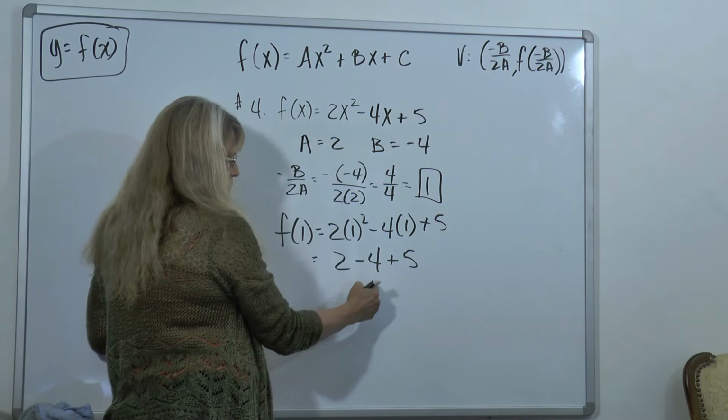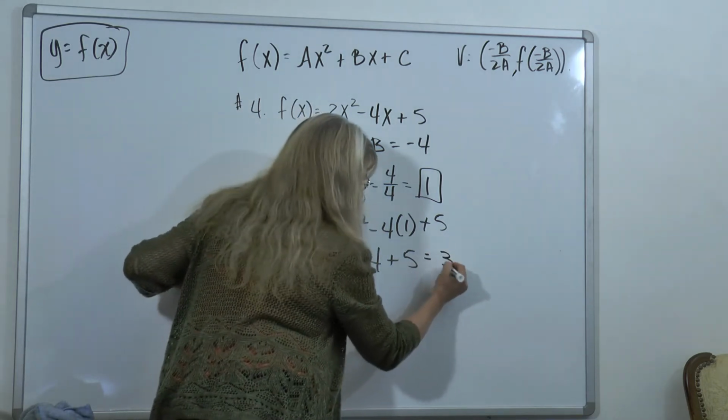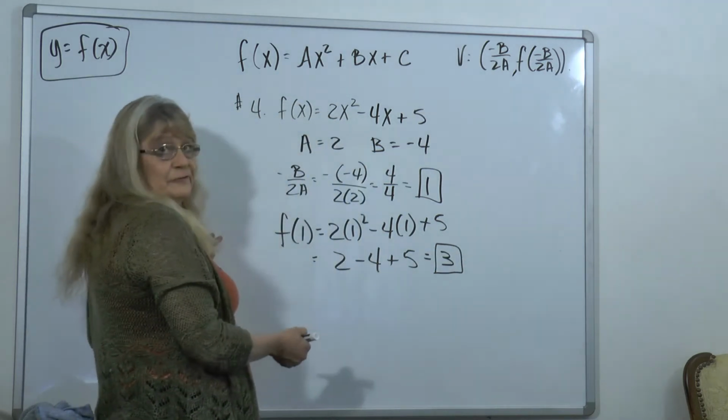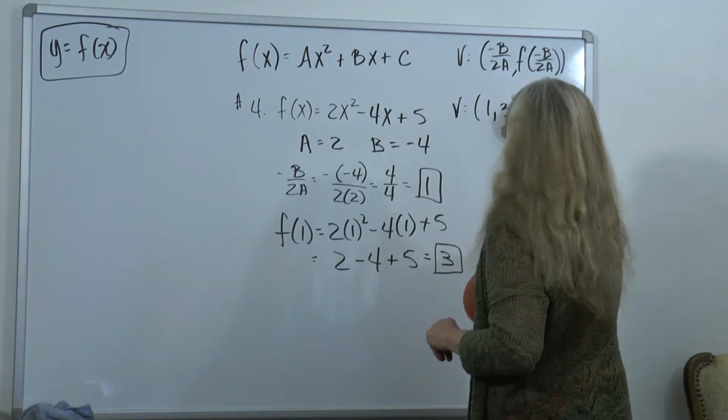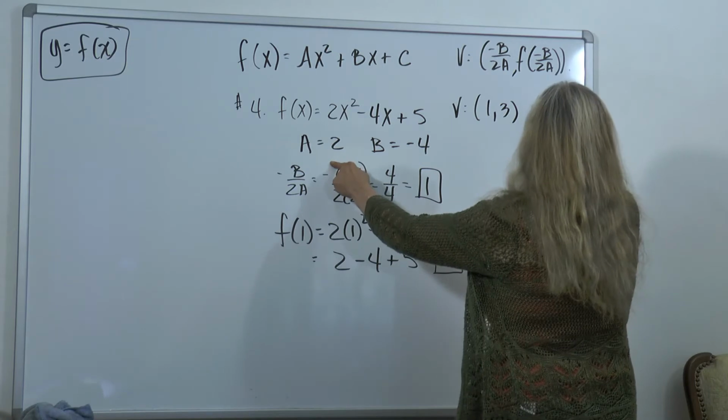Okay, so 2 minus 4 is negative 2 plus 5 is 3. There's the y value of our vertex. Okay, so I'll put that up here. So 1, 3 is our vertex. A is a positive number. It's going to open up.